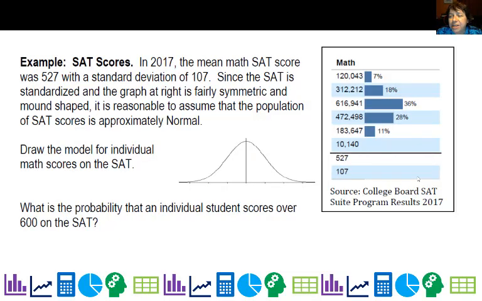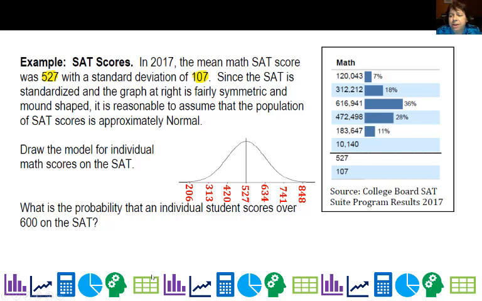All right, let's go ahead and take a look at an example. In 2017, the mean math SAT score was 527 with a standard deviation of 107. Since the SAT is standardized and the graph at right is fairly symmetric and mound-shaped, it is reasonable to assume that the population of SAT scores is approximately normal. So we're not doing samples, we're just looking at SAT scores. So there's the mean, and I can just keep adding the standard deviations there. And that would be your model, okay, for individual scores.